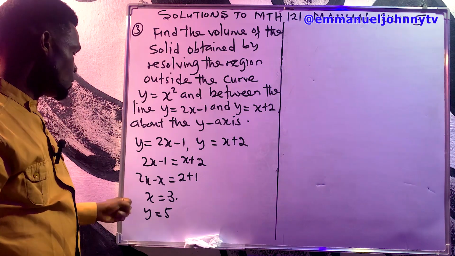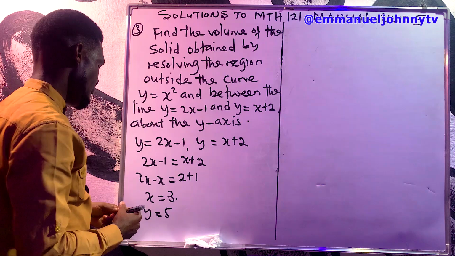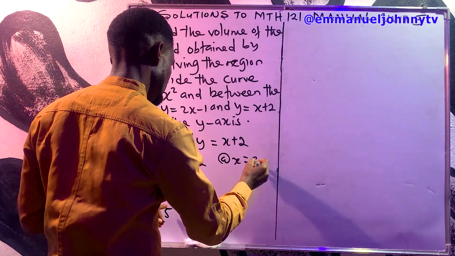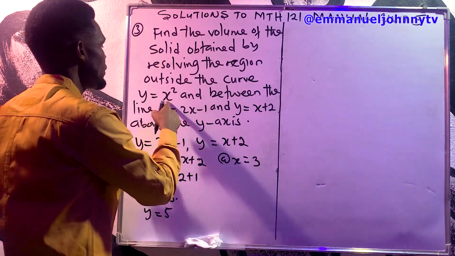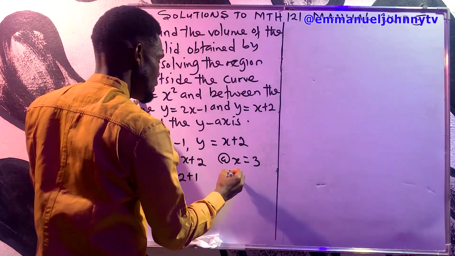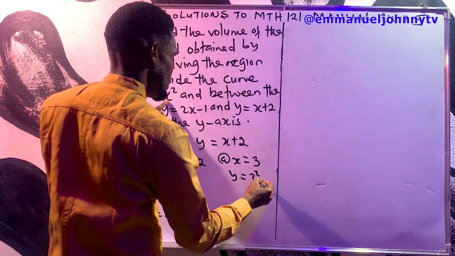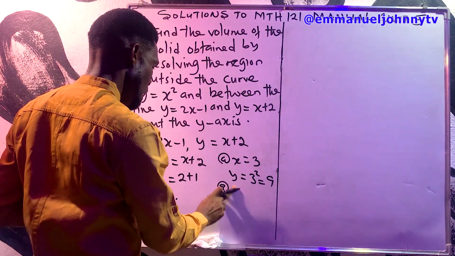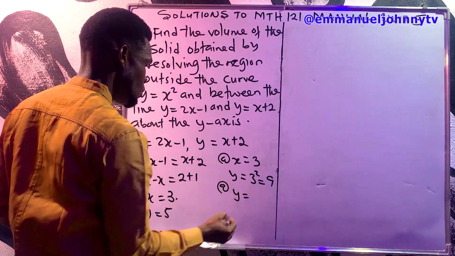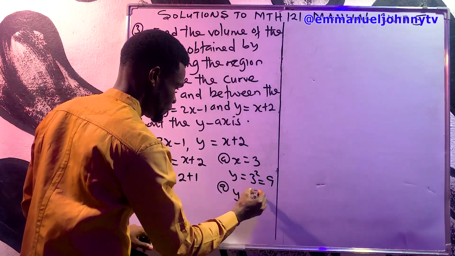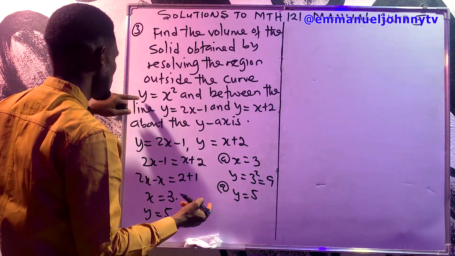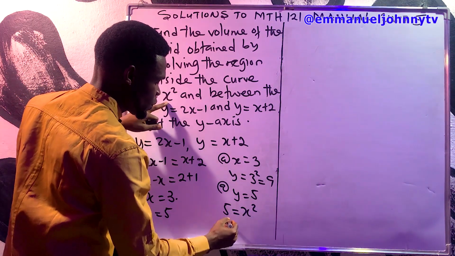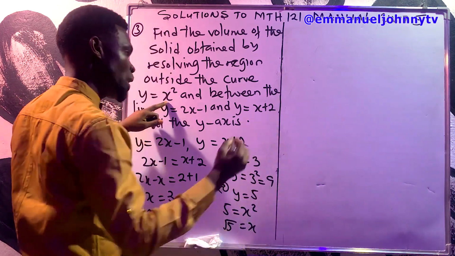Okay. Now, at x equals 3, I can get my value of y from the curve. So I can say that y equals, I put 3 here, 3 squared, which is 9. And at y equals 5, I can find my value of x from here. So put here 5 equals x squared. When this square crosses, it becomes square root of 5 equals x.